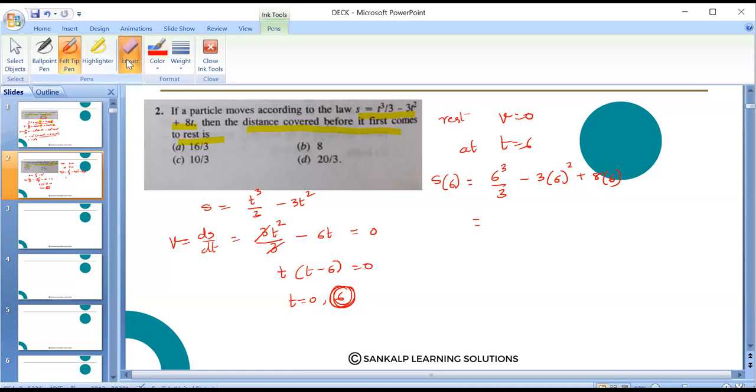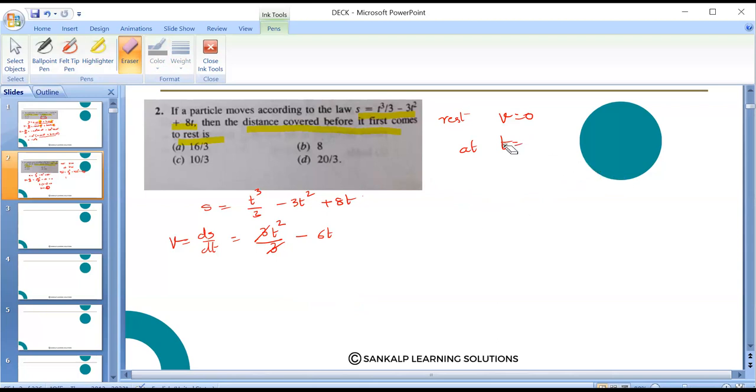Here I forgot the derivative. I forgot to write 8t, and the derivative of 8t also I forgot. Sorry for that. So we have to find the derivative of 8t, that is 8, and then make the velocity 0.